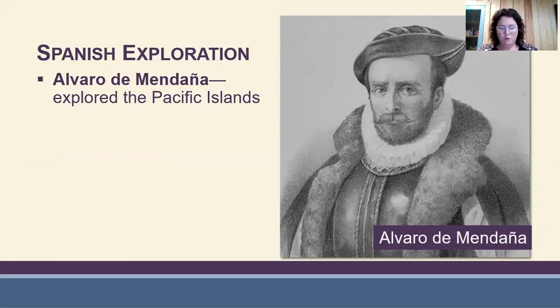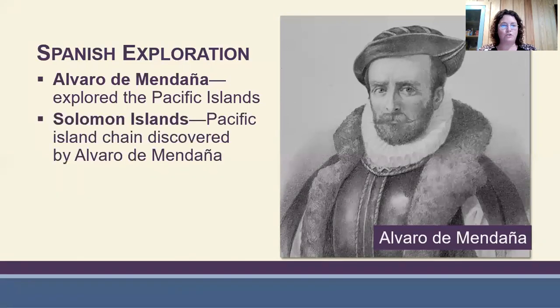So we're going to look at some of the people from different European countries who went out exploring, trying to find this great land at the south. First was Alvaro de Mendana. His first expedition left in 1567 and included 2 ships. On his expedition, he found the Solomon Islands, which he named after King Solomon of the Bible, since he was famous for his great riches.